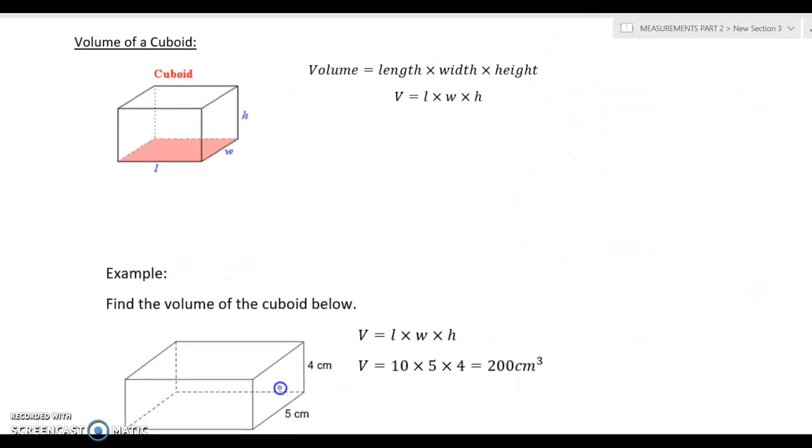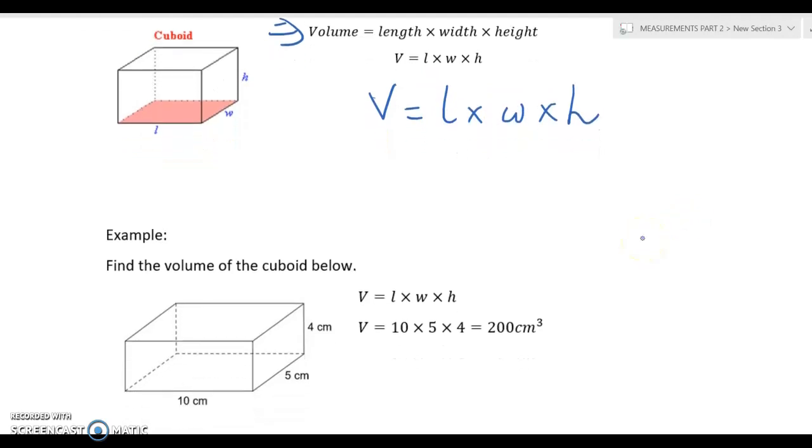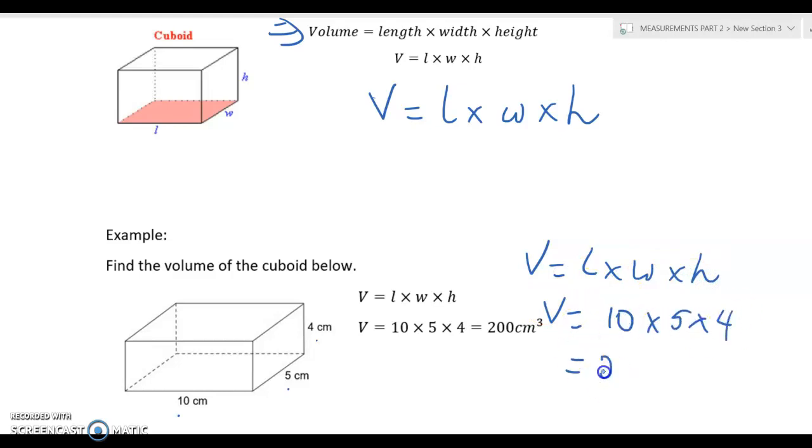All right, so let's look at now the volume of a cuboid. Again, you would have met this at some point. The volume of a cuboid is length by width by height. So in this example, the volume of the cuboid, our length is 10, our width is 5, and our height is 4. So the volume is length times width times height, 10 times 5 times 4, which is 200 cm cubed.